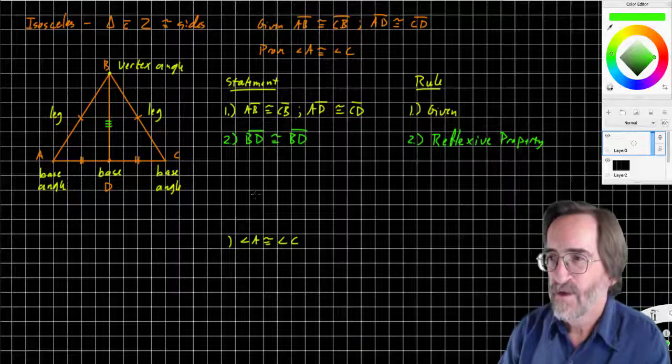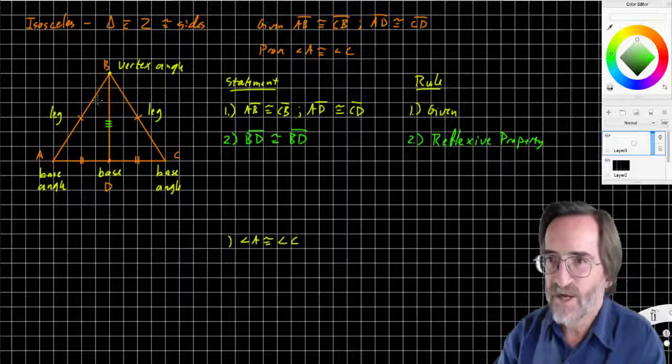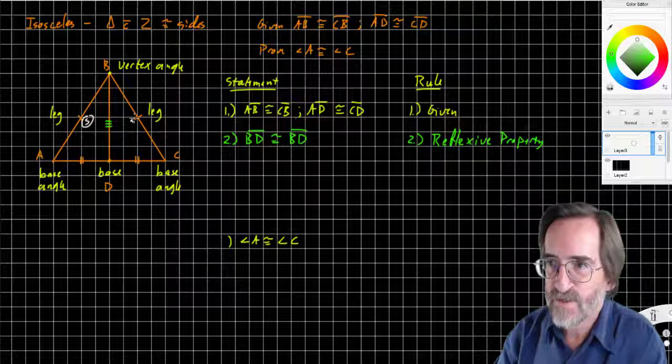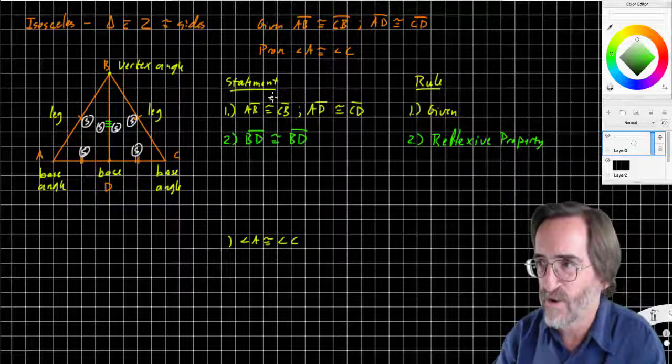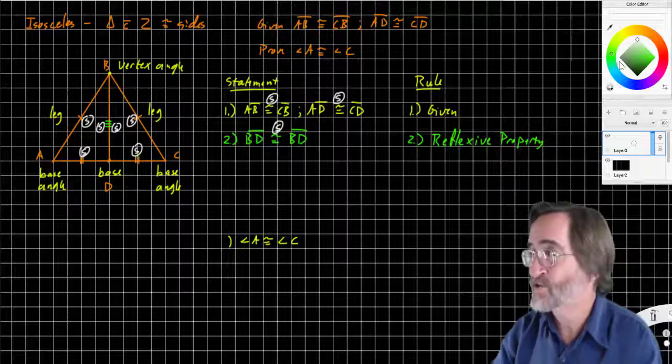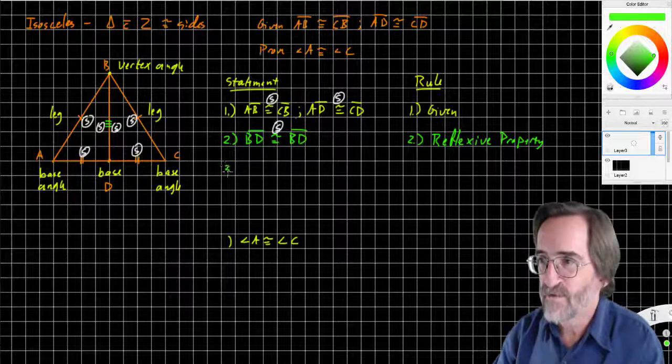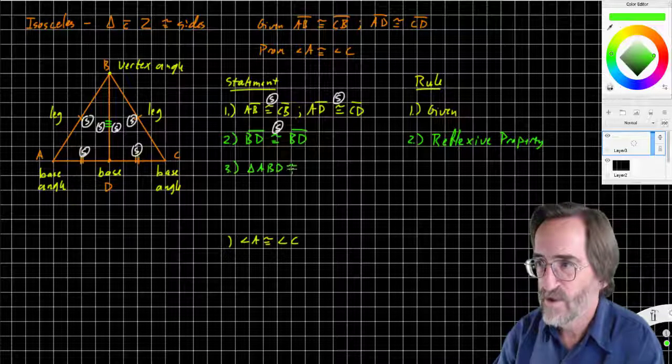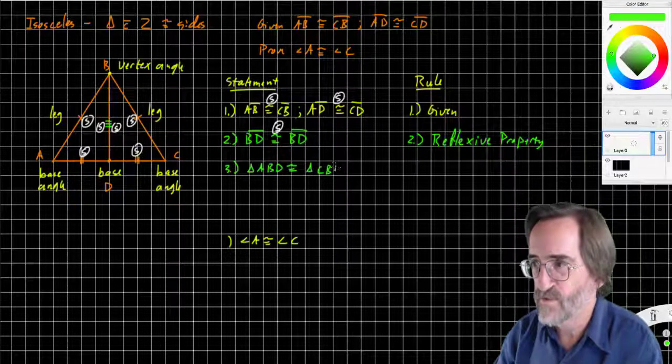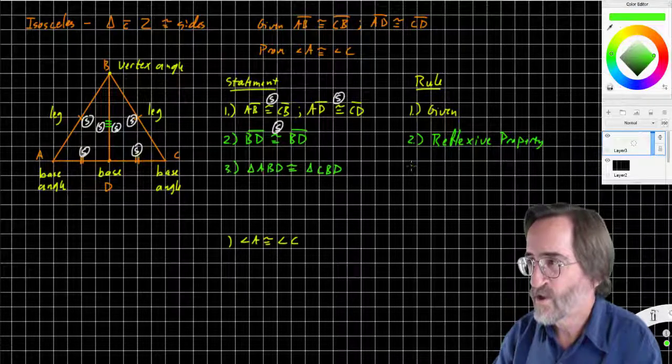All right, so let's see what we've got here. I've got a side congruent to a side. I've got a side congruent to a side. I've got a side congruent to a side. Side, side, side. The triangles are congruent. So I can say step 3, triangle ABD is congruent to triangle CBD. A goes with C, B goes with B, and D goes with D. And they are congruent by side, side, side.